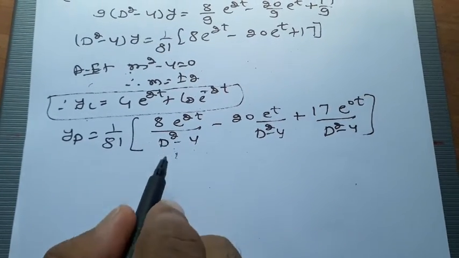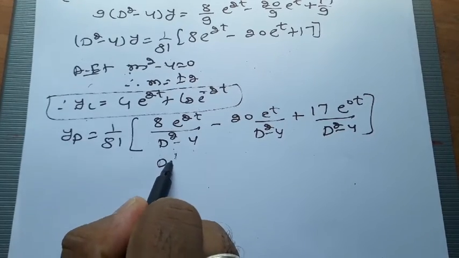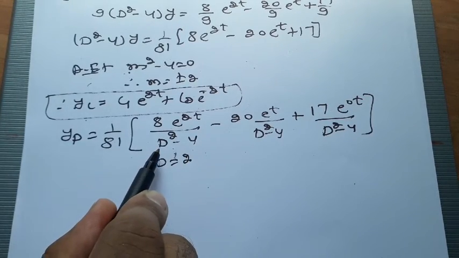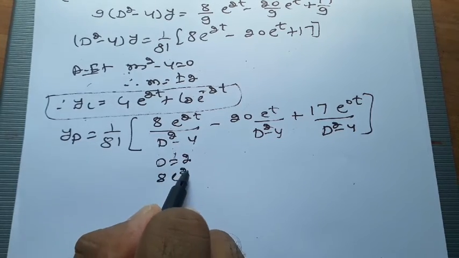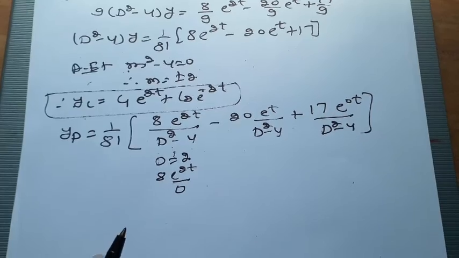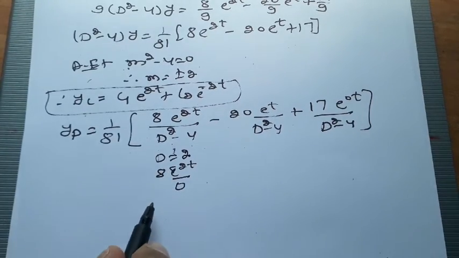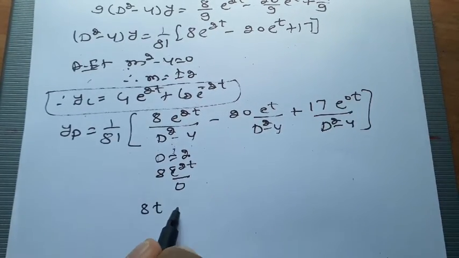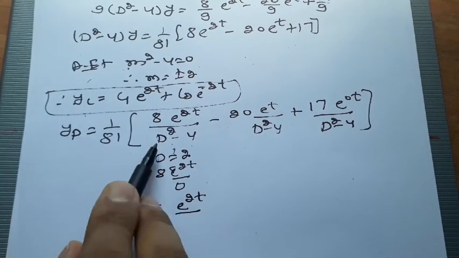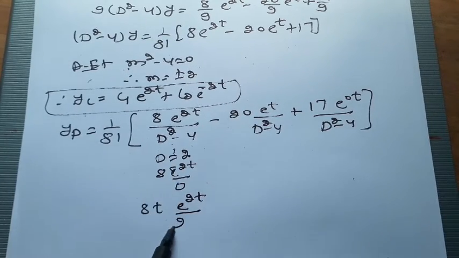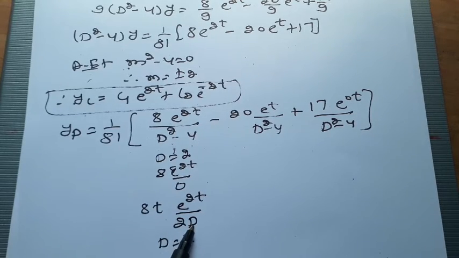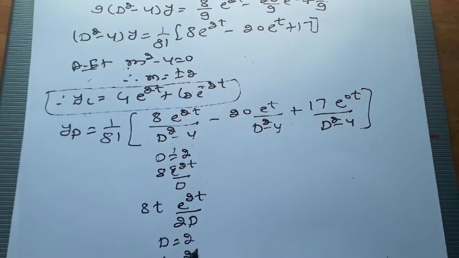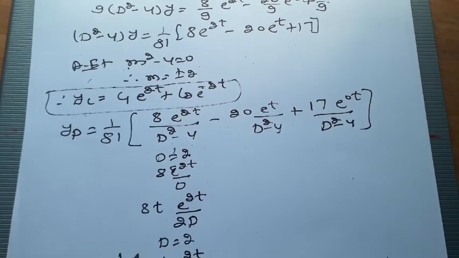So directly I'll solve here only. What I'm going to replace here, D by 2. If I put 2 in this, this is a type 1 case, so 0 I'll get, 8e^(2t)/0. If we get 0, what you have to do is multiply by t again, so 8t e^(2t) divided by, differentiating, 2D, again we replace D by 2, so we'll get 2t e^(2t). So I'll write this now with 1/81.